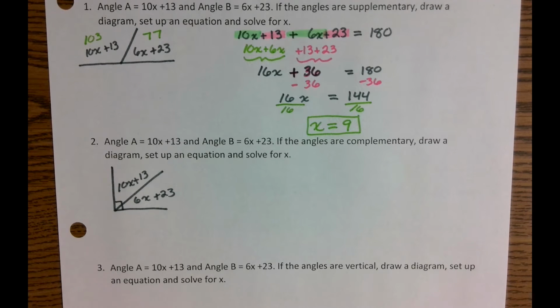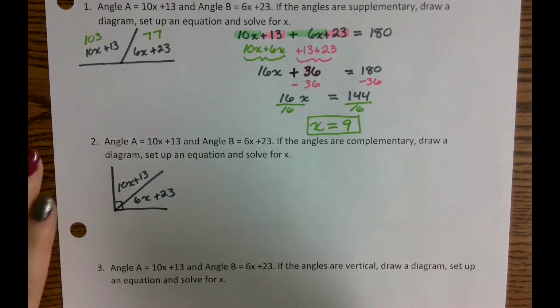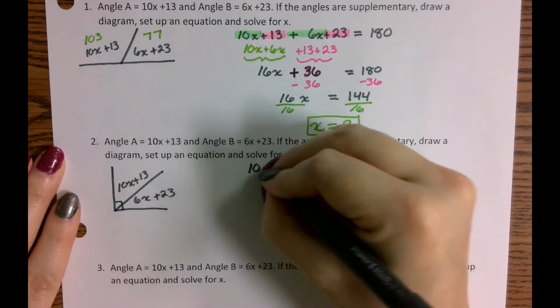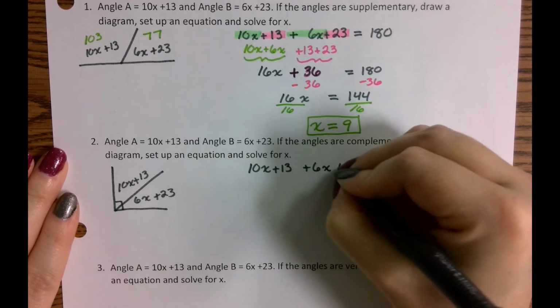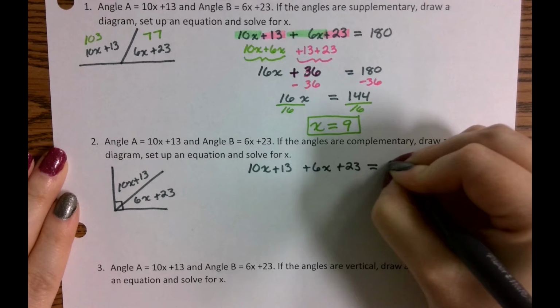The sum. What is it? Instead of it equaling 180, what is it going to actually equal? 90. Good. All right, so we have 10x plus 13 plus the 6x plus 23 is now going to be set equal to 90.